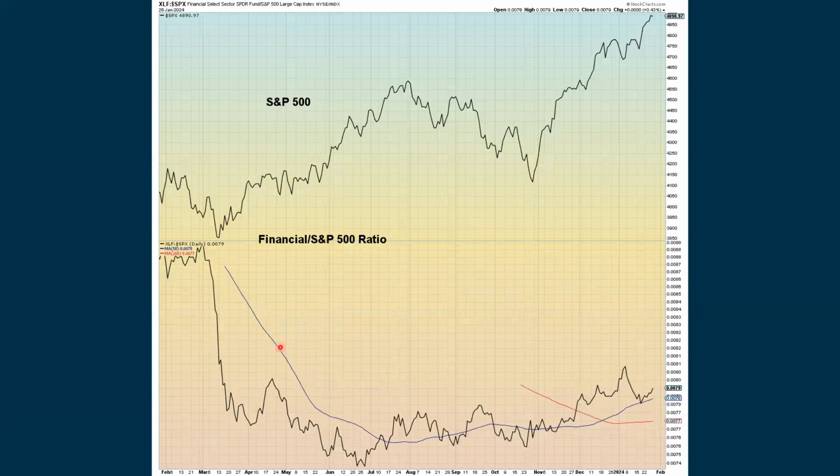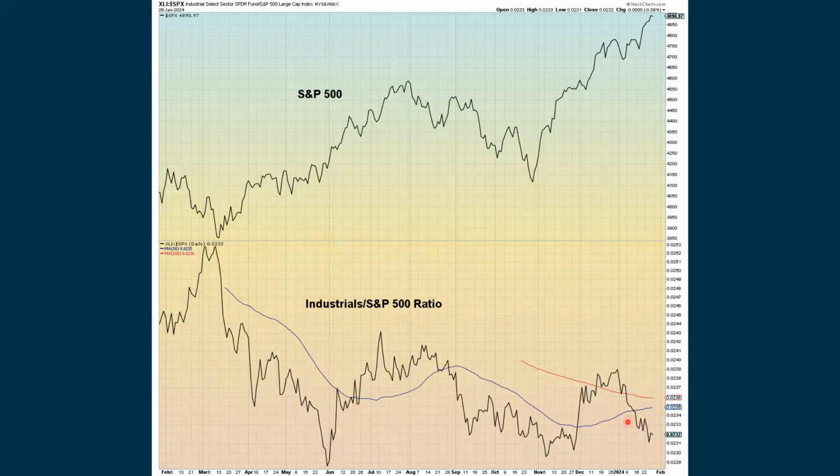The financials, which took a dump just about a year ago, went sideways, showing some improvement here. That's why we watch this. If there's going to be some kind of problem in the banking sector, we would tend to see some weakness in these charts, and we're just not seeing that, at least yet, but that could change at any time.